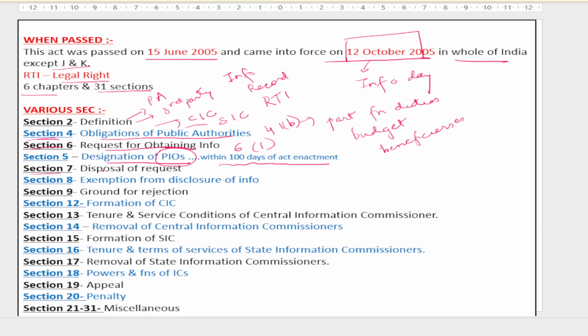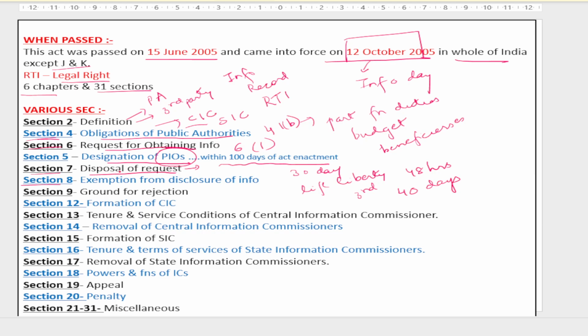Section 7 deals with the disposal of request under the RTI Act. Normally that request is disposed of within a 30-day period. If the information relates to the life or liberty of a person, then it needs to be disposed of within a period of 48 hours. And if the information relates to third party, it needs to be disposed of within a period of 40 days.